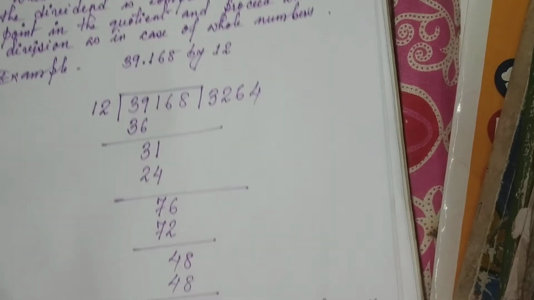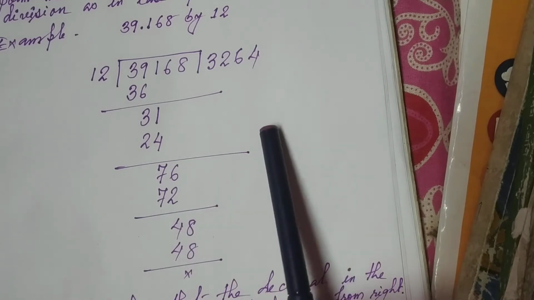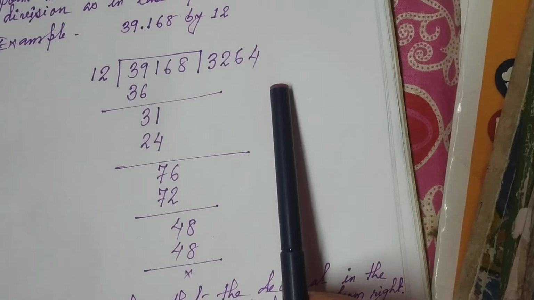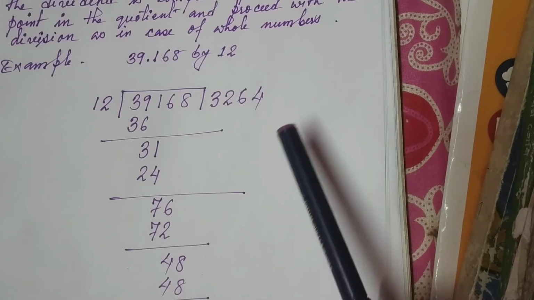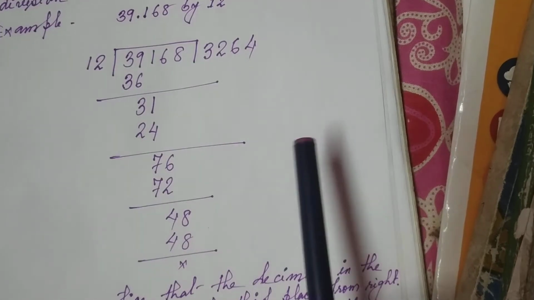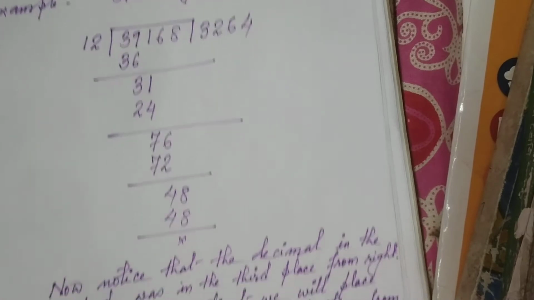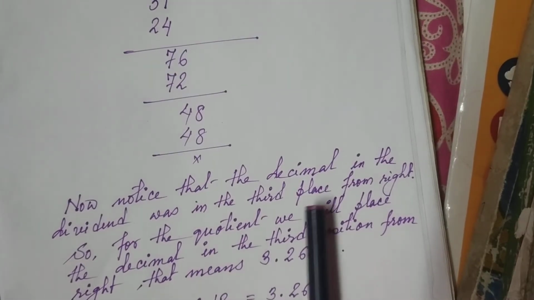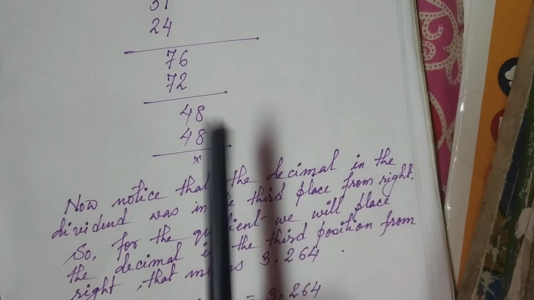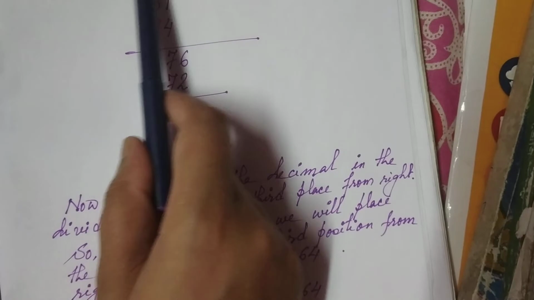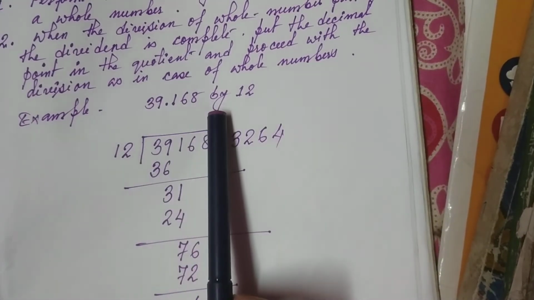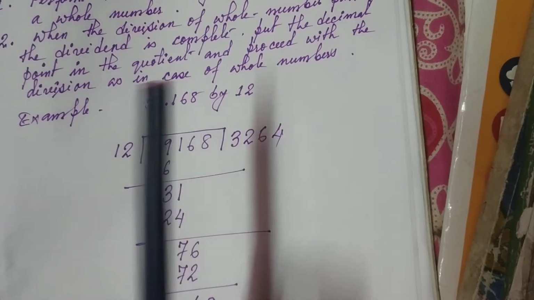See here, I have divided this number and what I got as quotient is 3,264. It is very simple. We have already studied about this division in the earlier classes. So yeah, I think you will never face problem in such type of division. Next, now notice that the decimal in the dividend was in the third place from the right. That means first, second and third. You can see here the decimal. First, second and third, the decimal was at the third position from the right hand side.